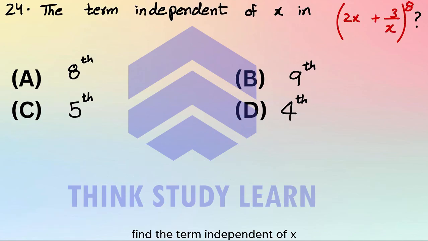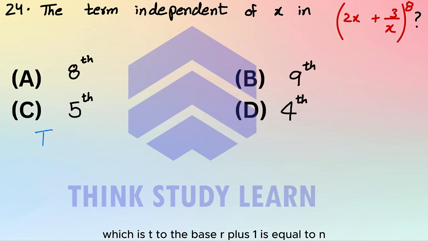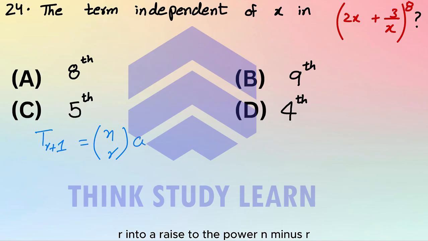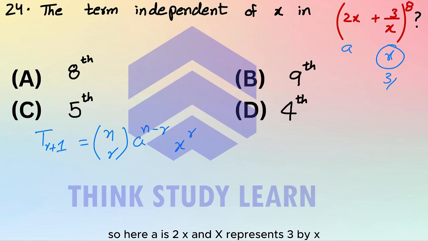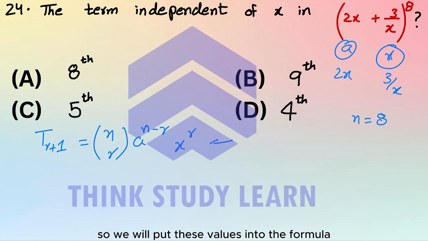The next question states, find the term independent of x in the expansion of 2x plus 3 by x raised to the power 8. So we know that to find the term independent of x, we have a formula which is T sub r plus 1 is equal to nCr into a raised to the power n minus r and b raised to the power r. So here a is 2x and b represents 3 by x. Here n is equal to 8. So we will put these values into the formula to find the general term.